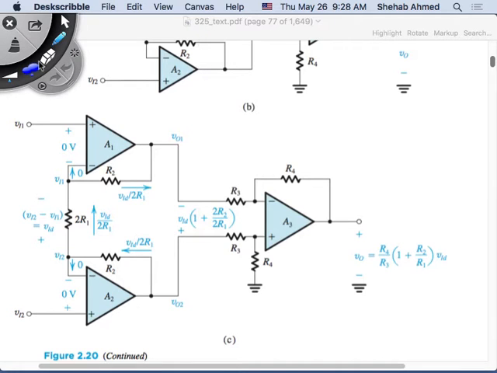What does this buy us? So I removed the ground. All I did was remove the ground, and I just put a resistor 2R1, whatever value of resistor you want.